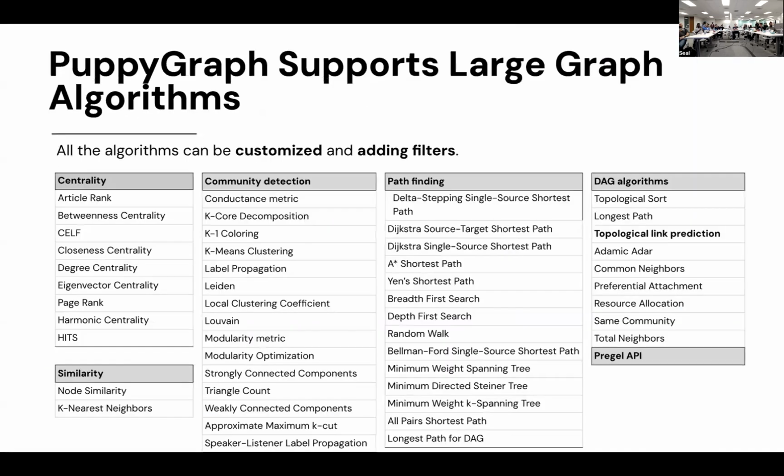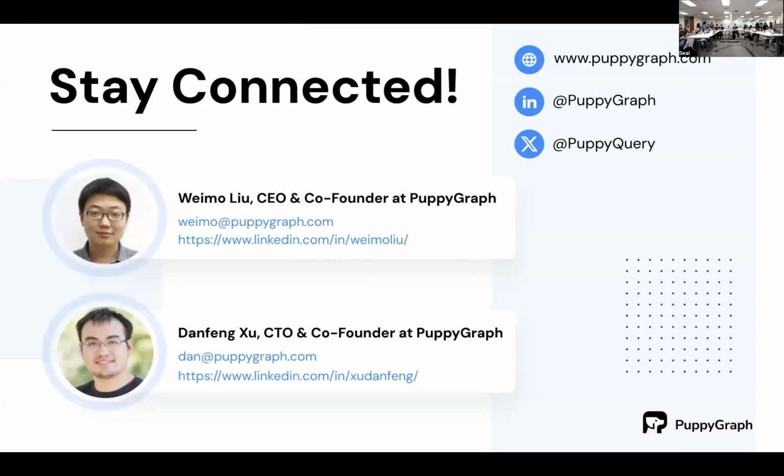Yeah. And then we also support large graph algorithms. You can do some community detection and similarity computing and also DAG algorithms. Yeah, this is basically the content of today. Do you guys have any questions?